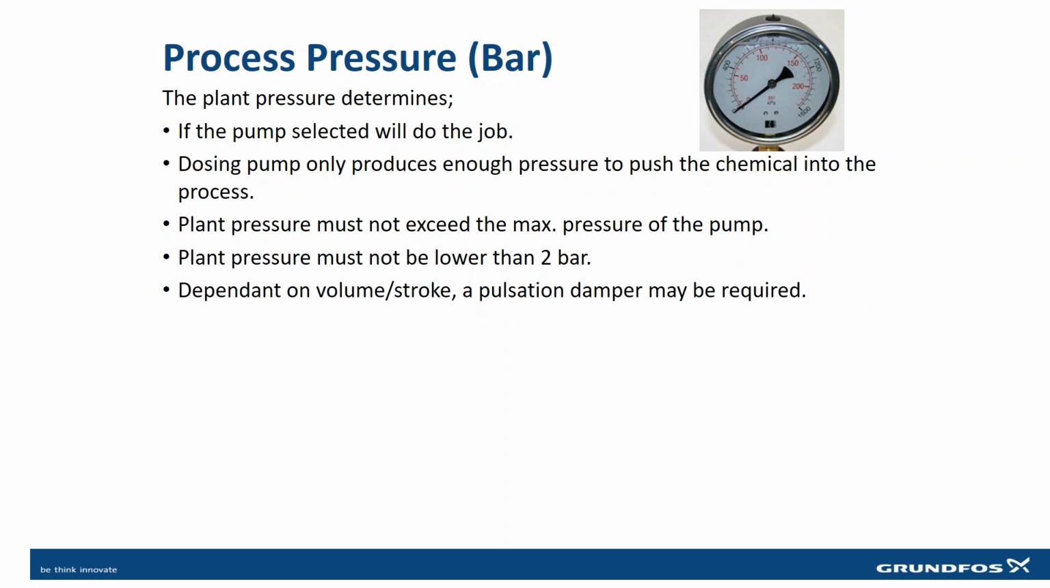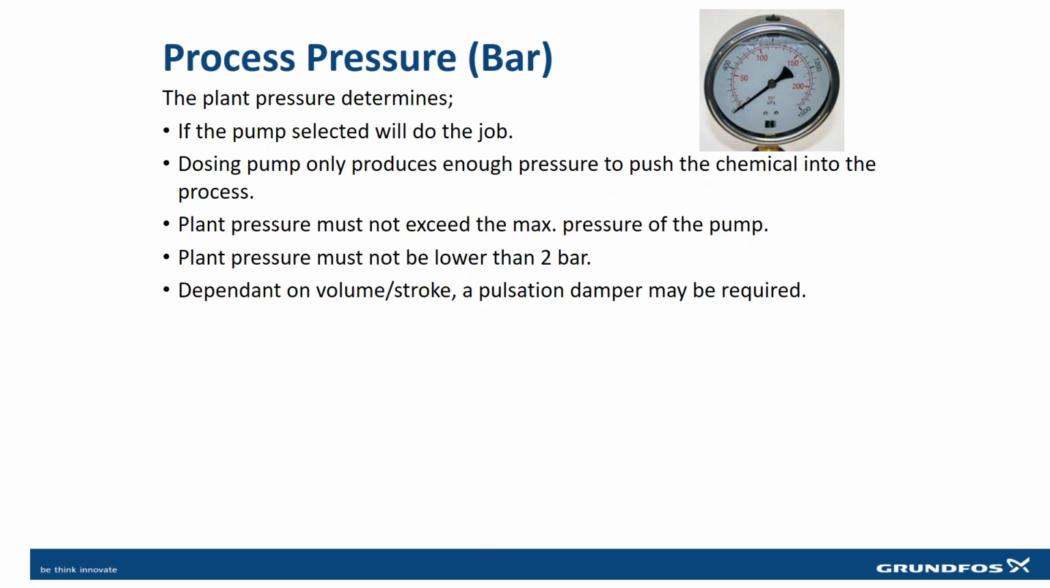A dosing pump will only produce enough pressure to push the chemical into the process. So the process is only 2 bar. It'll produce about 2.1 just to force that chemical into the process and do the job. It's only if you close off an isolation valve, deadhead the pump, that'll then produce 16 bar, and yes, then they might be in trouble. So plant process must not exceed the maximum pressure of the pump. No point offering a pump that'll only do 4 bar if the process, the water line that you're pushing the chemical into is going to go up to 8, 9, 10 bar. The pump will stall, it won't be able to do the job.